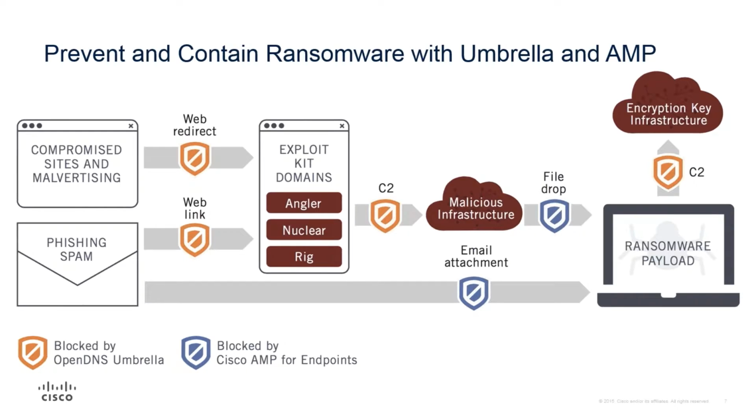We can also block the communication between the exploit kit and the malicious infrastructure that will try to drop that download onto the endpoint. But if all of that succeeds, AMP for endpoints is going to be there to recognize that file and block that file as it tries to establish presence on the endpoint. We can also block attachments if they're being delivered directly. And then finally, as the ransomware tries to generate that encryption key and submit it back to the attacker's infrastructure using that command and control callback, Umbrella will be able to recognize that and block that at that point.